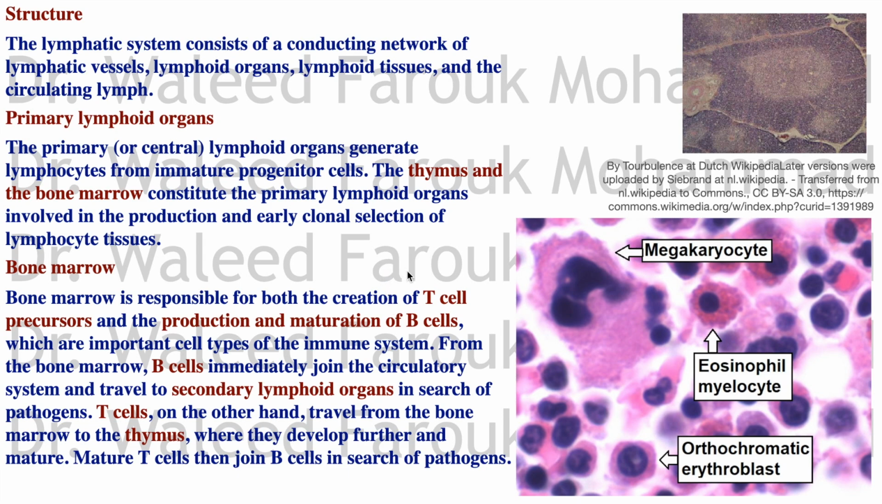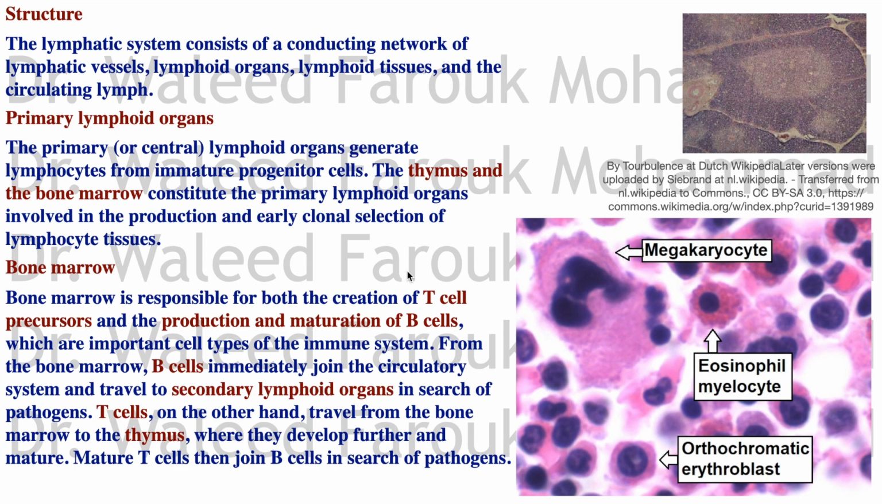The structure of the lymphatic system: it's a network of lymphatic vessels, lymphoid organs, and lymphoid tissues, and the circulating lymph between them. They are divided into primary lymphoid organs, secondary lymphoid organs, and tertiary lymphoid organs.